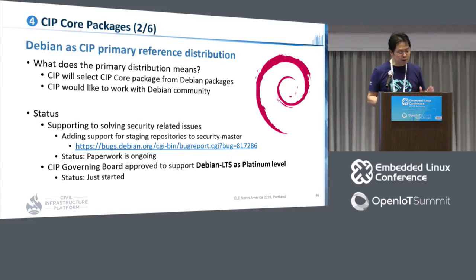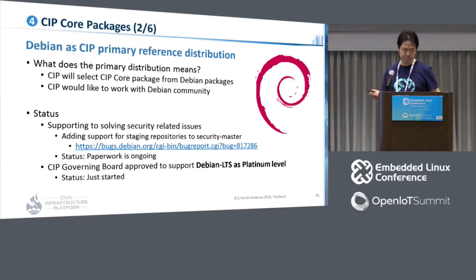The reason why we chose Debian is that Debian has a wide community, and also Debian has a very clear license cleaning process. And of course, some companies already have Debian-based products. So that's why we selected Debian. To start collaboration with Debian, we thought long-term support is quite an important project. So we decided to support the Debian LTS project at the partner level. This is not public yet, because we just decided a few days ago during a CIP governing board meeting. So we started to contribute to Debian LTS and also Debian communities related to some security work.